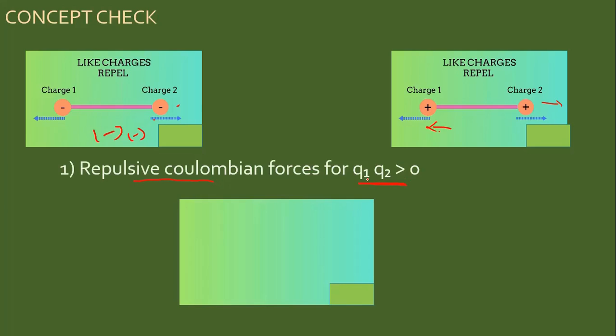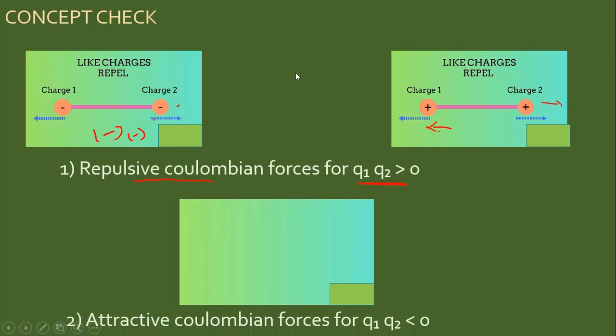So if this situation is asked, what is the significance of Q1 Q2 greater than 0? It means we have a system of two like charges. This is one concept. Next, we have attractive Coulombian forces. For that, Q1 Q2 must be less than 0.